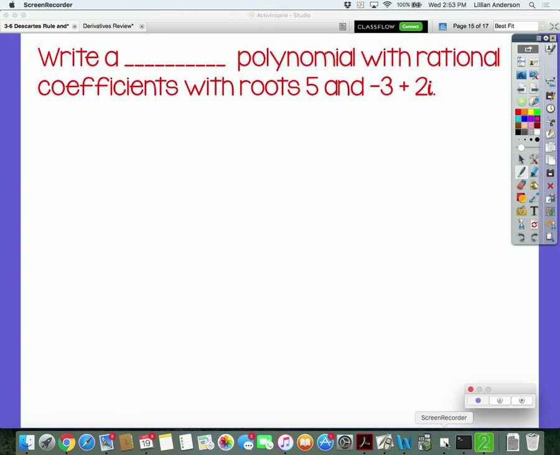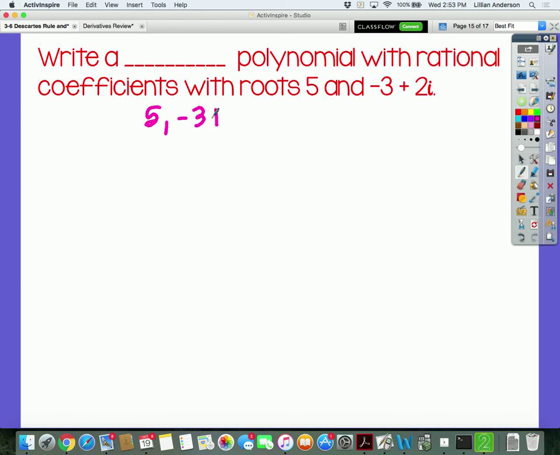What are my roots? 5 and negative 3 minus 2i. So this is going to be what type of polynomial? What degree? Yes, this is a third degree polynomial, also known as a cubic polynomial. Trinomial already takes care of the term part. That's how you figure out which ones are the... Exactly.